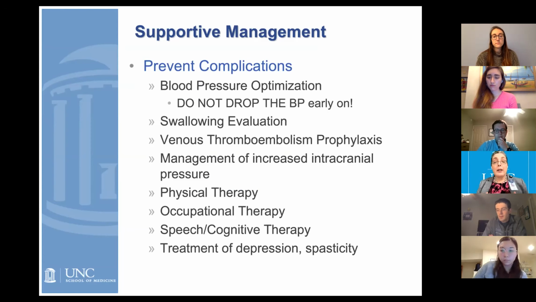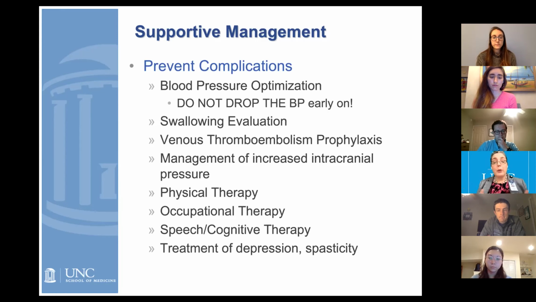It turns out the more room you have for the swelling, the better off you are that you'll survive. So older adults tend to have smaller brains because our brains naturally shrink over time. So the swelling is not as big an issue if you're much older. It's a huge problem in the younger patient.